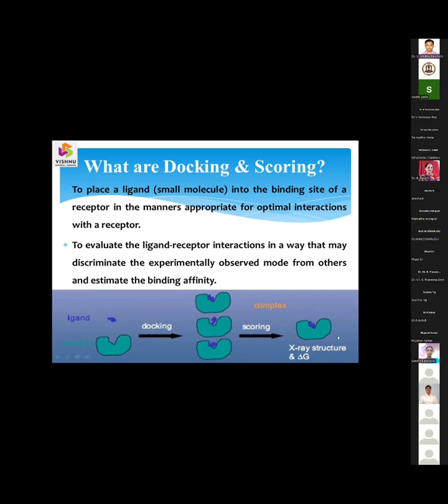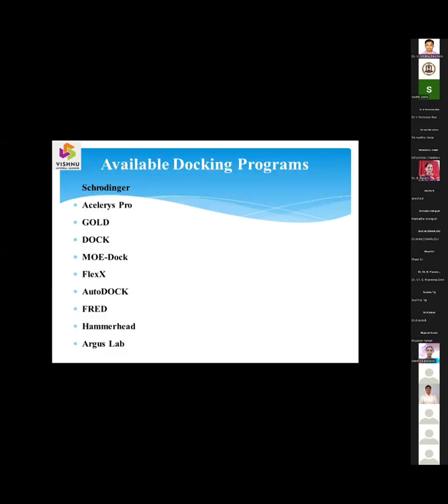This docking score we can predict by using the Autodock software, and different types of paid and non-paid software are available. Again, we can predict the structure of this complex by using X-ray analysis methods. The available docking programs are Schrodinger, Accelrys, Discovery Studio, Gold, Dock, MOE Dock, FlexX, Autodock, FRED, Hammerhead, ArgusLab. These were already covered on the first day of the FDP; Sarah already mentioned all of this.